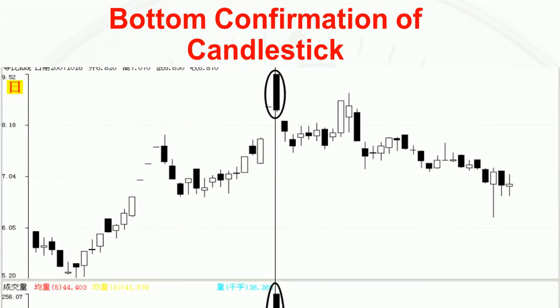So let's see the next one. Bottom confirmation of candlestick. So if you see the price continue to go up, then suddenly a big bearish candlestick appears on high volume, you should know this is the top area. Okay, top confirmation. Sorry, here is not bottom confirmation, it's the top confirmation. Okay, so if you see this is the top confirmation, you cannot buy stocks. Okay, so if you want to sell, where is the sell point? Around here.